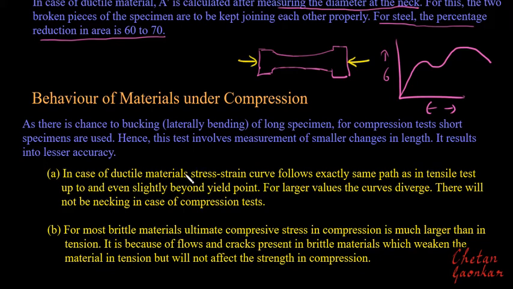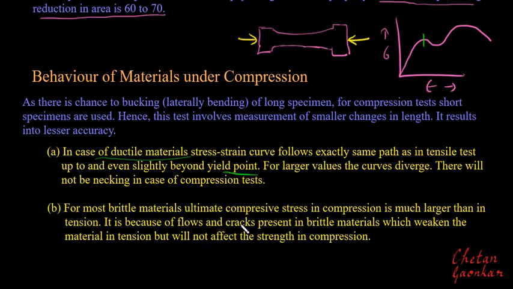Now, usually what is observed is that for a ductile material, the stress strain curve follows exactly the same path as in the tensile test, up to and even slightly beyond the yield point. So up to this point, the curve will behave exactly as if it was subjected to tensile loading. But beyond this, the curve diverges. I mean, the curve will not behave the same way as it was behaving for tensile loading. All right, so this is the story when a ductile material is subjected to compressive loading.